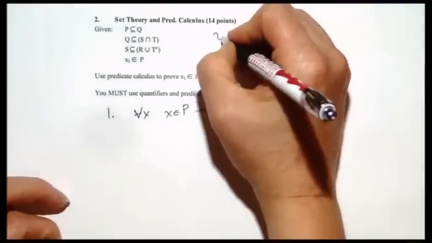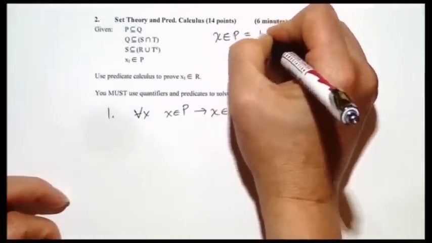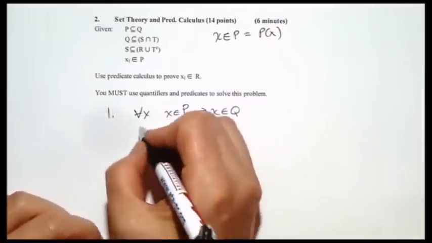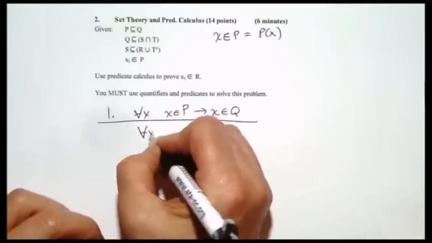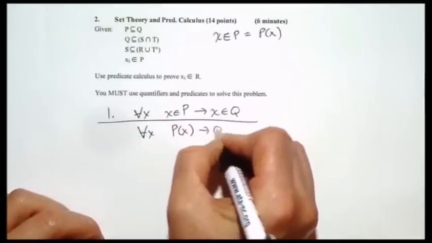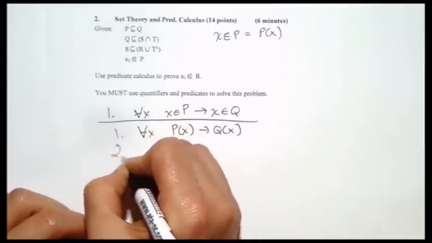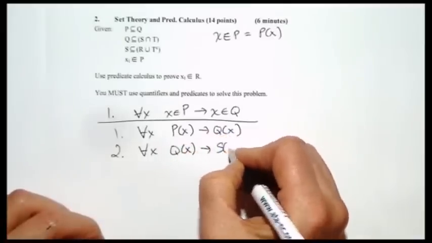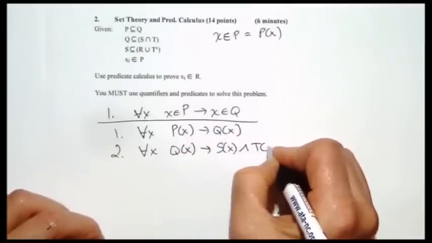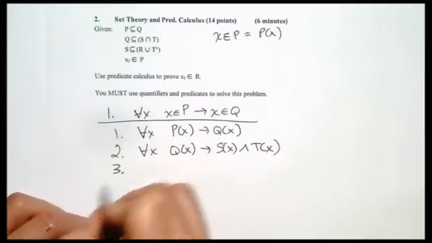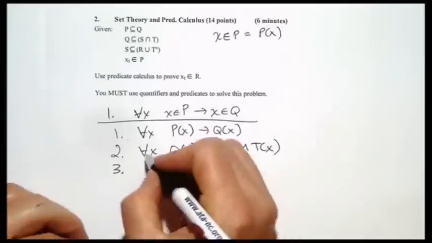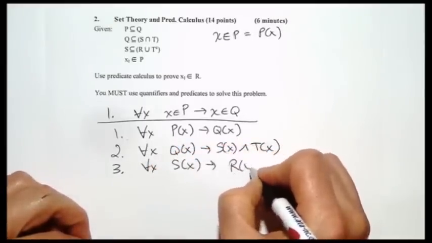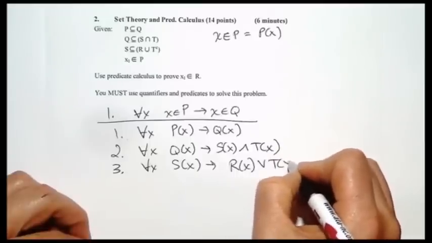You could also define that X is in P equals P of X, and in fact, even if you don't write that, I'll assume that's what you mean if you write P of X. So probably what I would do is write it like that. The second one says for all X, Q of X implies S of X and T of X. Remember that an intersection is a little and underneath. The third one is for all X, S of X implies R of X or T of X.